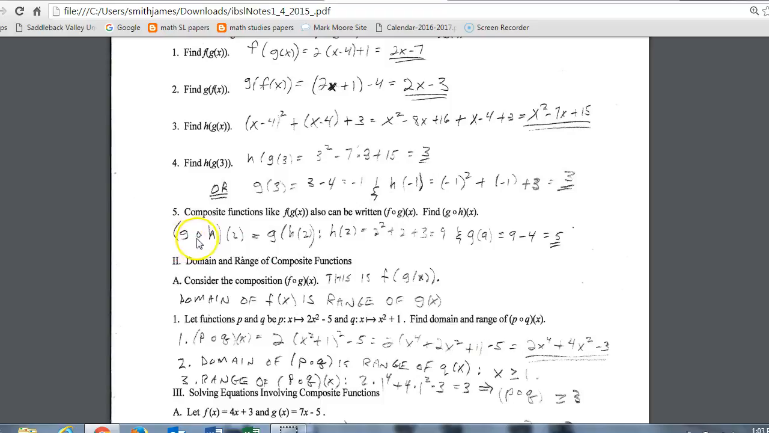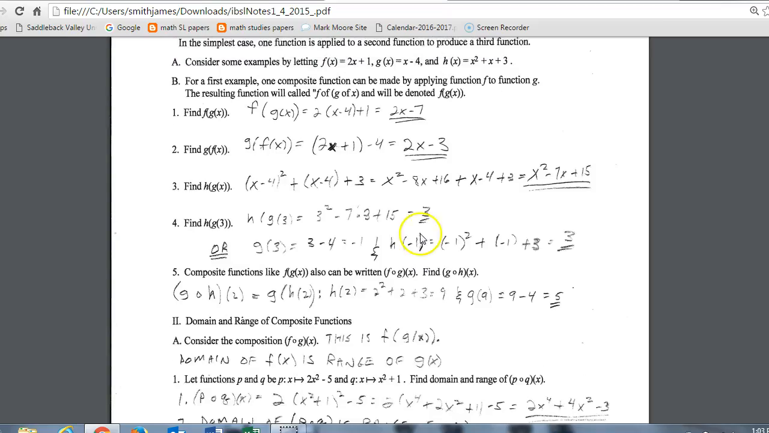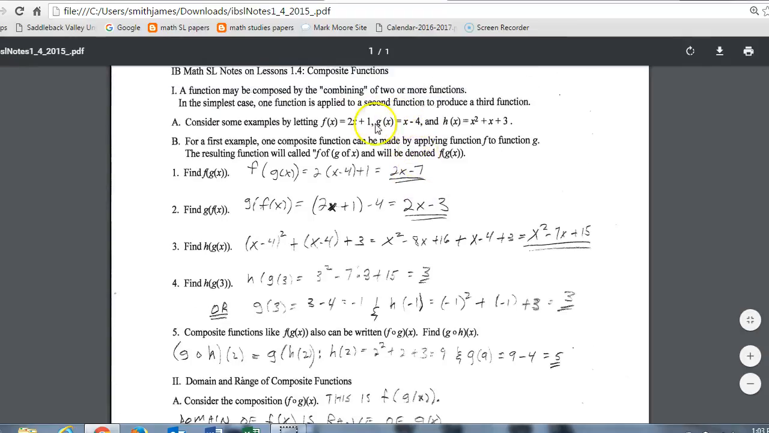So if we were to say g of h of 2, again, that makes h the interior function, so we're going to be doing h of 2 first and plugging that answer into the g function. So that's what you're seeing going on here in the side work for these. And the setups for these are still coming from those guys that you're seeing up top right here.